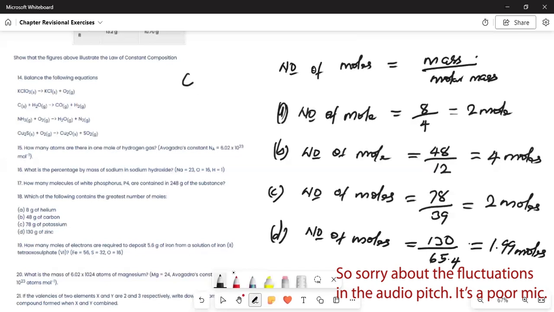And now the question says, which of the following contains the greatest number of moles? So let's compare the answers. The greatest here is 4 mole, and that is option B, which is 48 gram of carbon. So 48 gram of carbon contains the greatest number of moles.